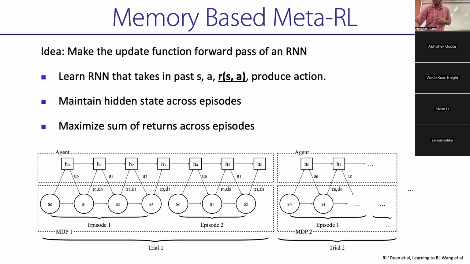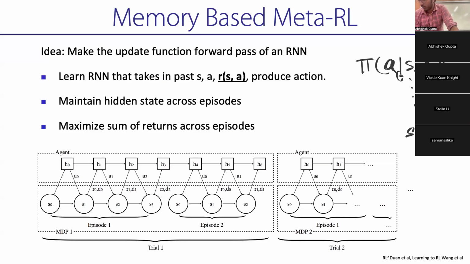And so what memory-based meta-RL does is it says, let's learn an RNN that takes in your past states, actions, and rewards into your policy as history, and let's try to produce actions from there. So I'm going to learn a history-conditioned policy that, as opposed to everything we've been doing, which is Markovian, takes in a history of states in the past, actions in the past, and rewards in the past.